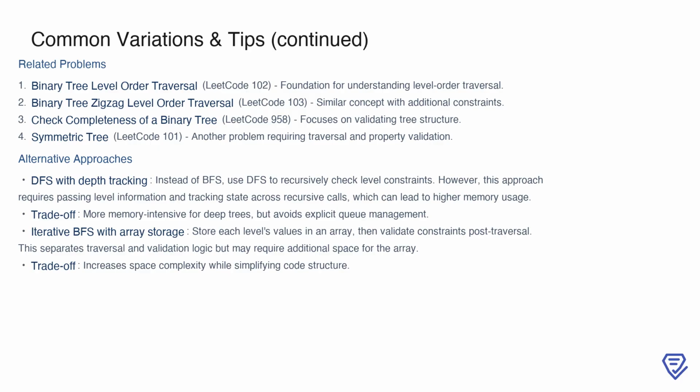There are also alternative approaches to solving the even-odd tree problem. One option is using DFS with depth tracking instead of BFS. In this method, you recursively check level constraints while passing level information as tracking state. However, this can lead to higher memory usage, especially for deep trees. Another option is iterative BFS combined with array storage. Here, you store values from each level in an array and validate the constraints after traversal. This approach separates traversal from validation but increases space complexity due to the additional array storage. Each method has its own trade-offs, so you can choose the one that best suits your needs.